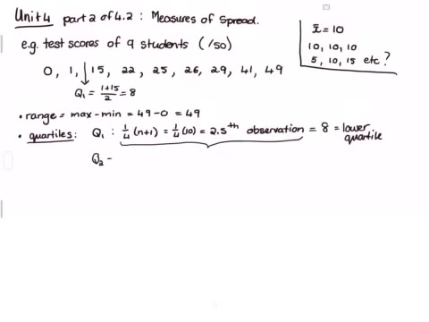Q2 is your median. But your median is literally just the same rule, but a half of n plus 1, which is a half of 10. So it's the 5th observation. It's not 5, it's the 5th observation. So your 5th observation is 25. That is your Q2.